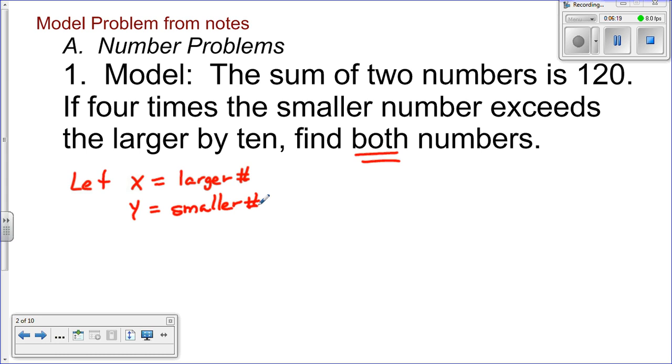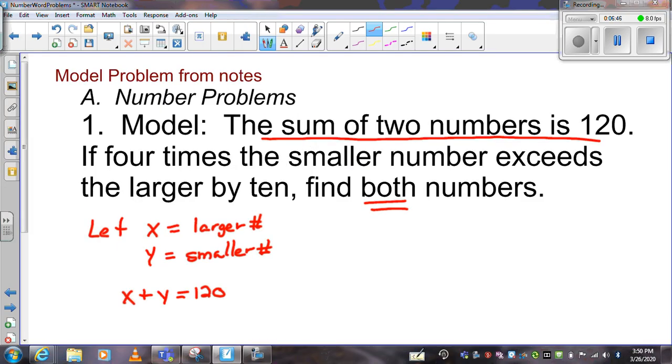Okay, previously what we would do is we would let one sentence be our let statement and we would let the other sentence be our equation. Now each sentence is going to be an equation. So this first sentence, the sum of two numbers is 120. That's going to be an equation, and that's an easy one to set up. x plus y equals 120.